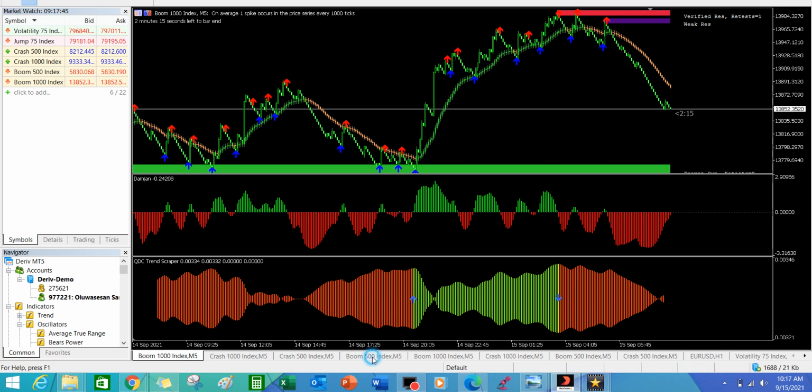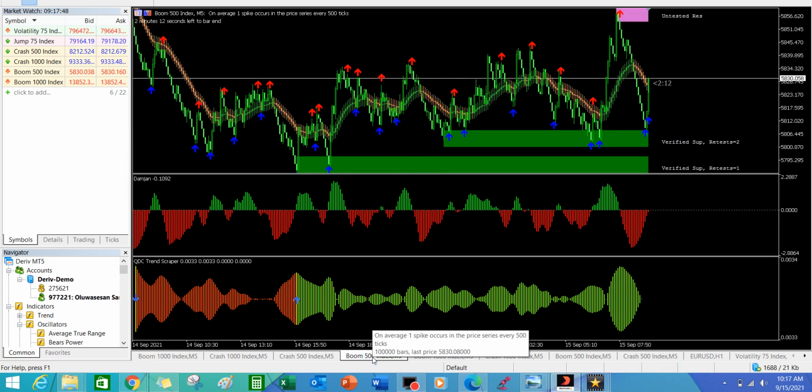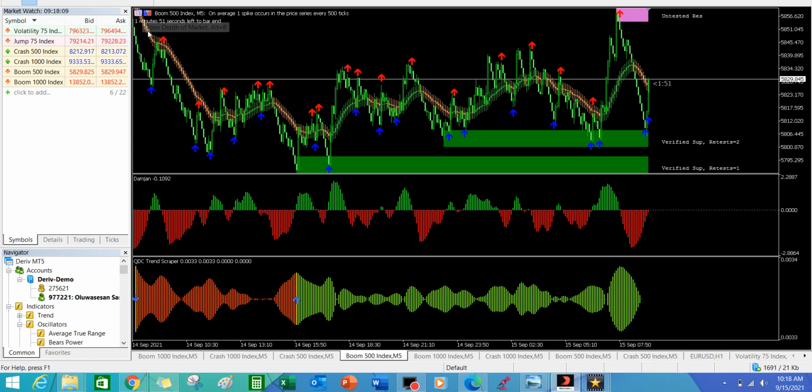Okay, so let's check out boom 500 also. Of course, in boom 500 you should expect more spikes than boom 1000, because boom 500 is more volatile than boom 1000, and that is why you need to respect the trend and also respect the support region. You can see when the market was on downtrend, we have more downtrend candles than the spiking candle. But when the market was on uptrend, right here you can see that we are having lesser amount of downtrend candles compared to the spiking candles that we had.